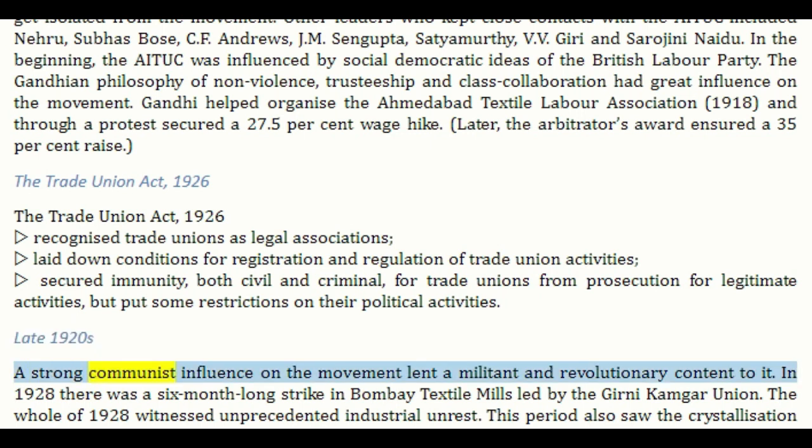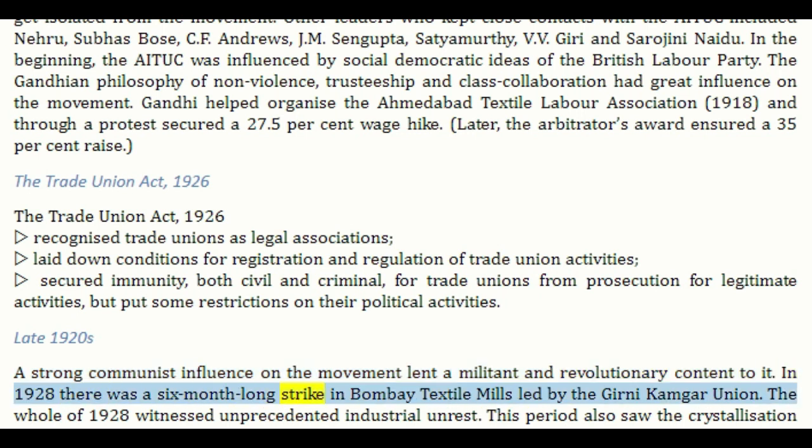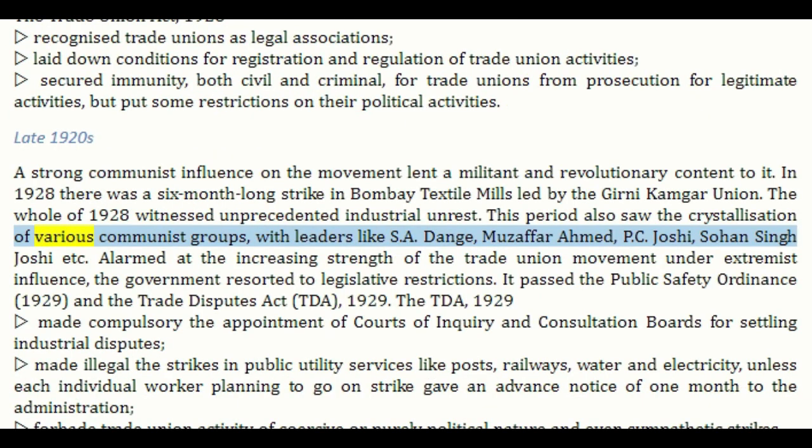A strong communist influence on the movement lent a militant and revolutionary content to it. In 1928 there was a 6-month-long strike in Bombay textile mills led by the Girni Kamgar Union. The whole of 1928 witnessed unprecedented industrial unrest. This period also saw the crystallization of various communist groups, with leaders like S.A. Dange, Muzaffar Ahmad, P.C. Joshi, Sohan Singh Josh, etc.